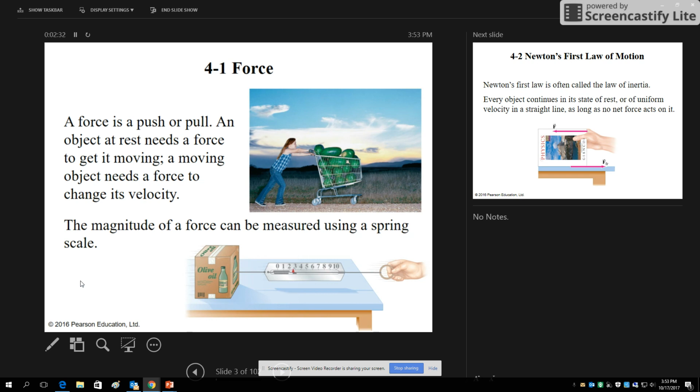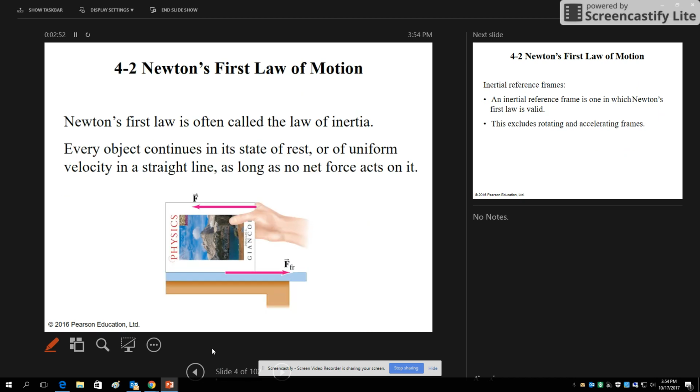We will deal with contact forces for the most part, so objects touching each other will exert forces on each other. We will also consider some field forces, but the field forces we consider will be limited to the pull of gravity, gravitational force, and electrostatic force later in the year.